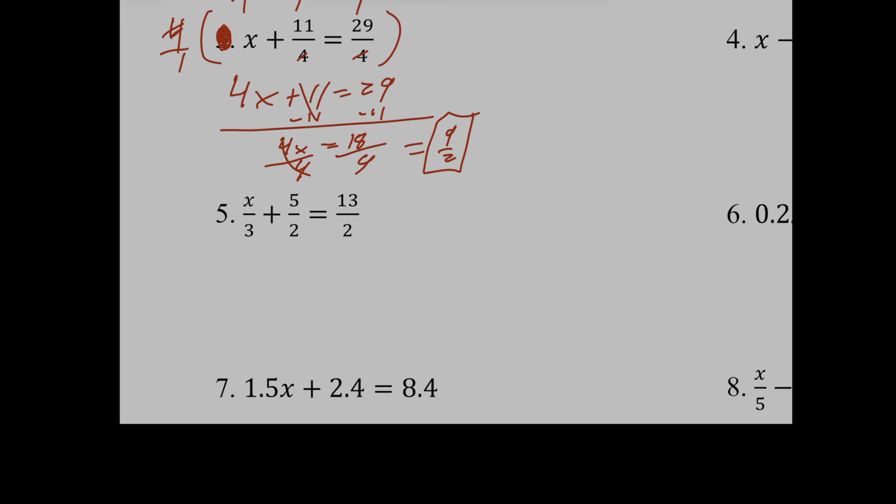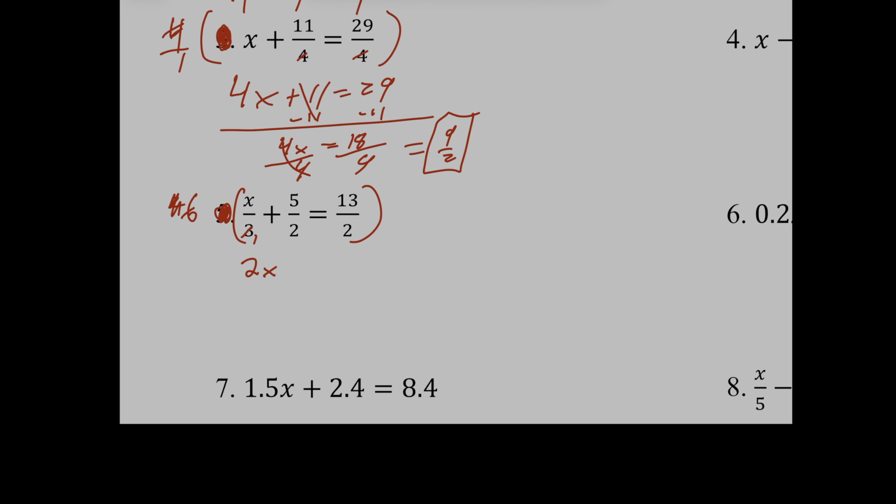2 won't go in the 3. Then go up to the next factor, 6. Will 2 go in the 6? Yeah, it will. So what I'm going to do is multiply this entire problem by 6. Okay? Now watch what happens. I'm going to deal with the very first fraction. 1, 2, and that becomes a 2x.